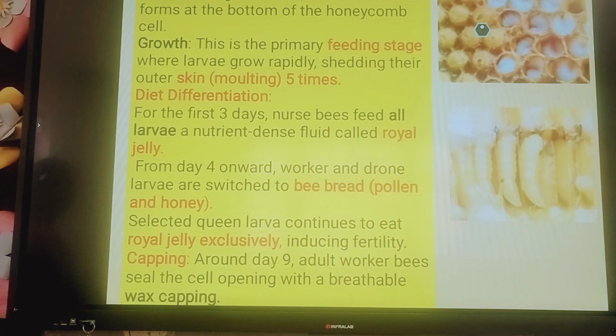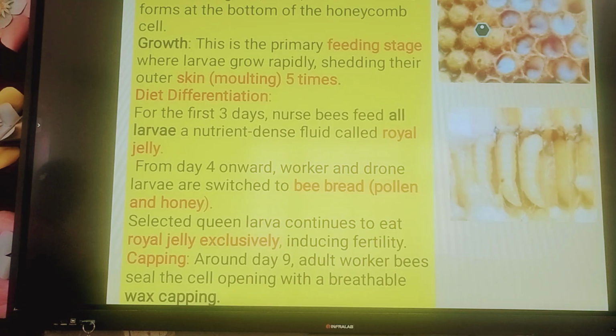Then from the 4th day onward, worker and drone larvae are switched to bee bread, which is pollen and honey. That means they are not provided with royal jelly now. They are given the bee bread and pollen honey by the nursing bees. So then they will change into worker and drone. And the selected queen larva continues to eat royal jelly, inducing fertility, and one of them grows and matures into the queen.